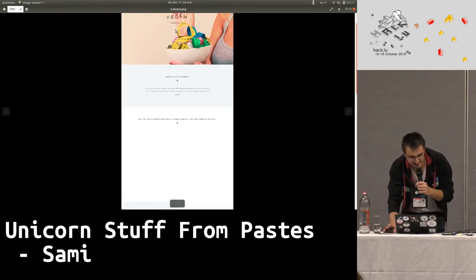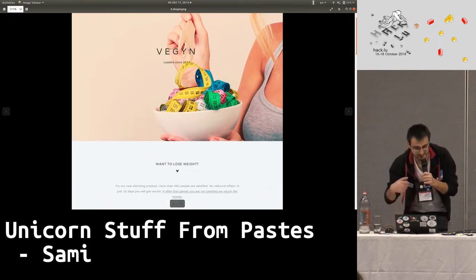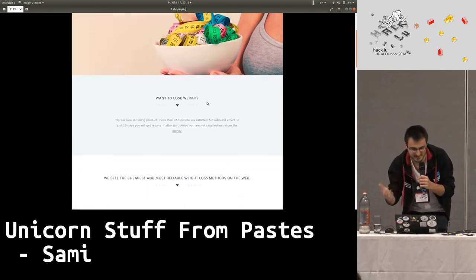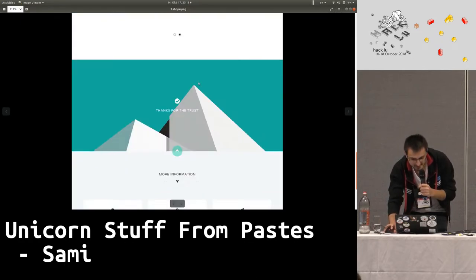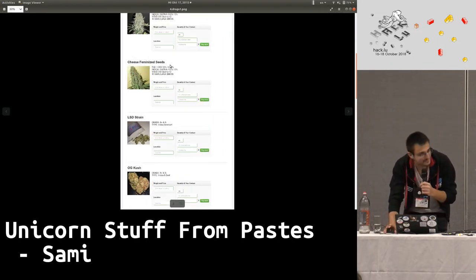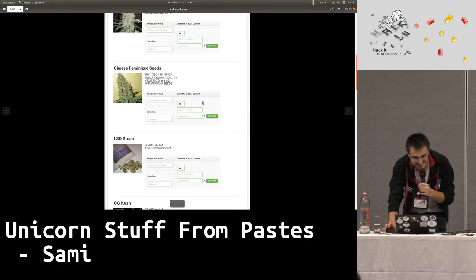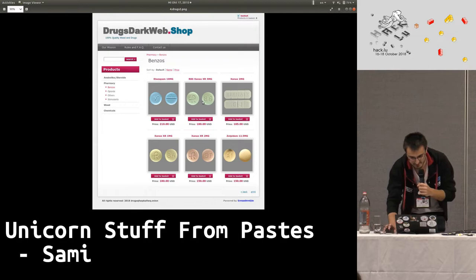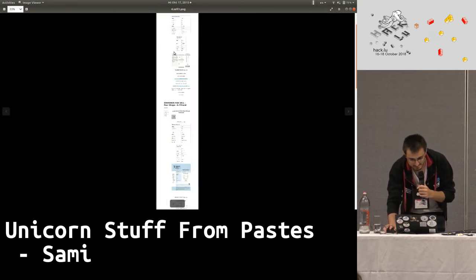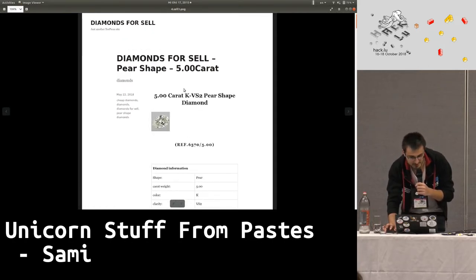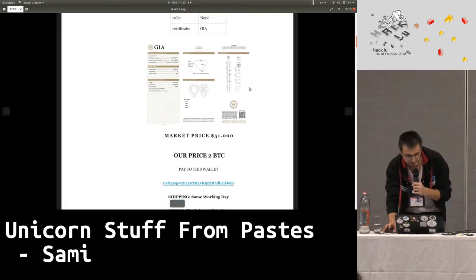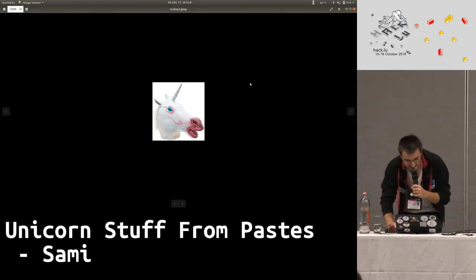This is really, really interesting. This is a website which provides a coach to lose weight. It's only available on hidden services, so it's not public on the index web, and they only accept Bitcoin and not real money. I don't know who would use that. Also, you have some classical illegal stuff like different types of drugs, and weapons, of course, that you can find. Precious material like diamonds, where it provides interesting information and even a data sheet of the product. And of course, I promised a unicorn, there you are.